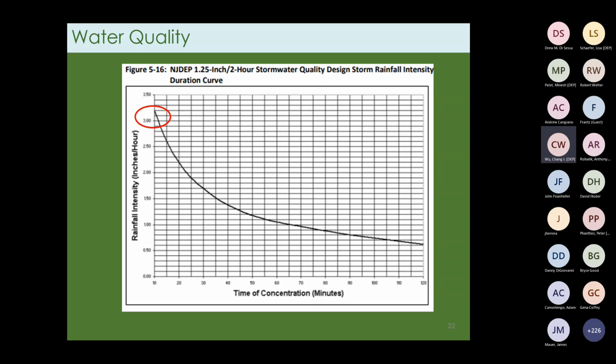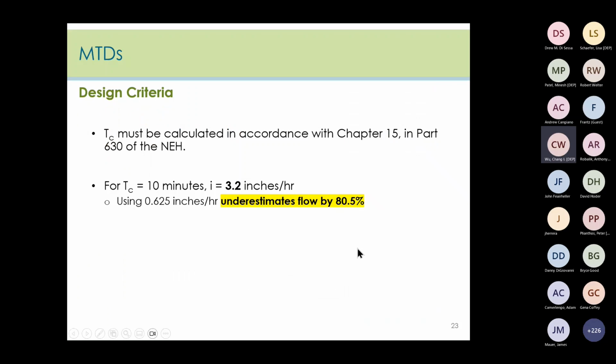In our Chapter 5, there's Figure 5.5-16. This has the curve, and for example, if you have a time of concentration of 10 minutes, then the rainfall intensity will be 3.25 inches per hour. Compared with 0.625 inches per hour, that is really an underestimate of the rainfall intensity, and you will end up with improper selection of the model.